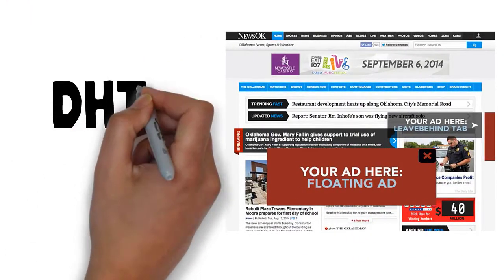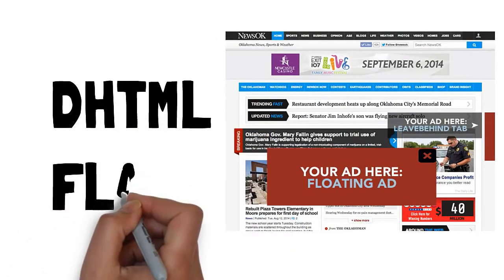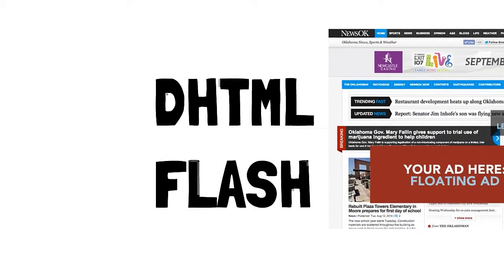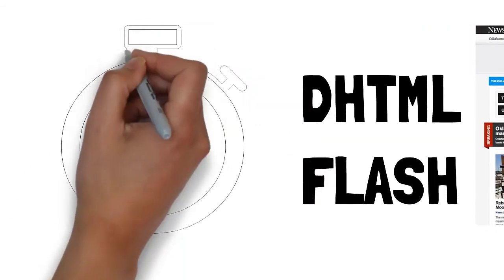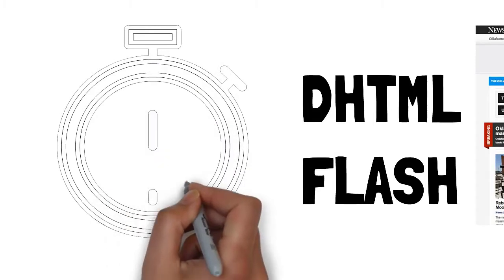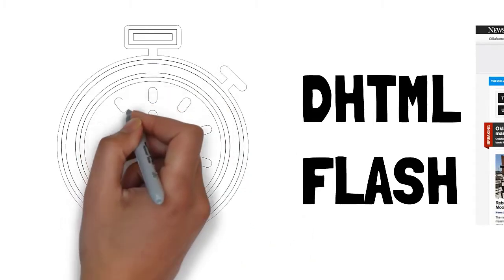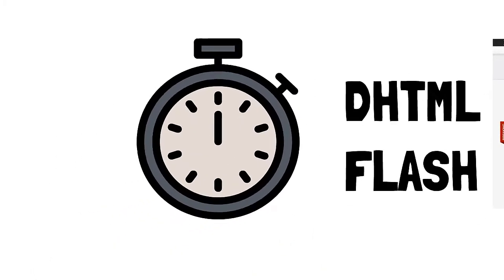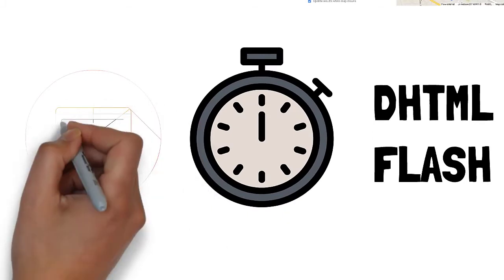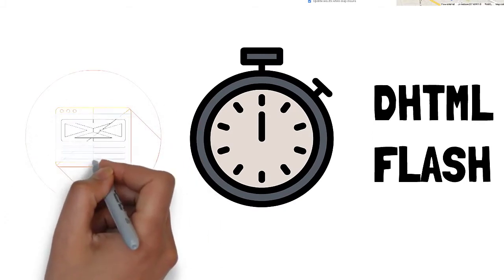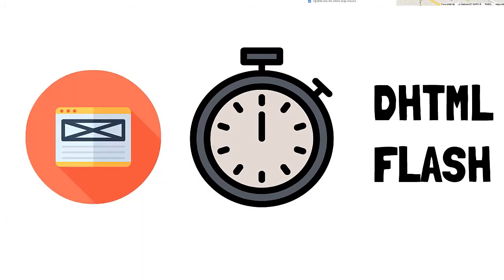These types of adverts can be created in several ways. You can use DHTML or Flash to do this. These tools will help float an advert in a layer above a website's content. However, it only lasts for a few seconds. Then, the animation usually finishes with a banner advert on the page.